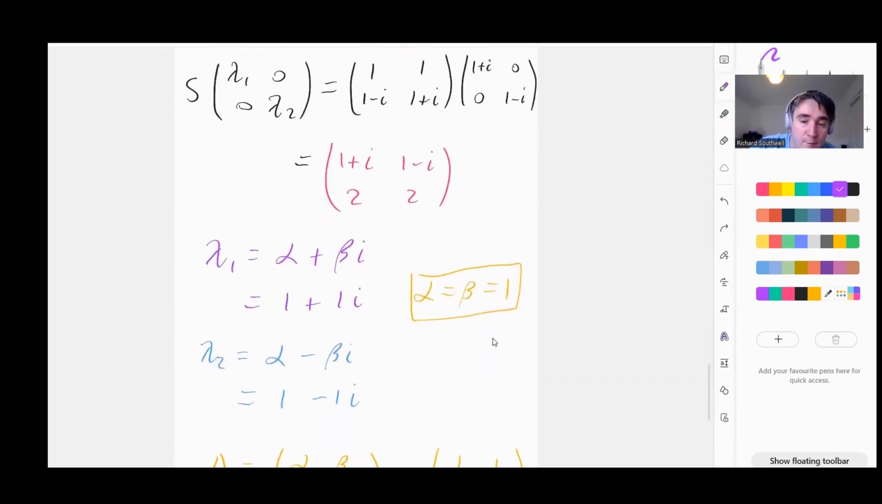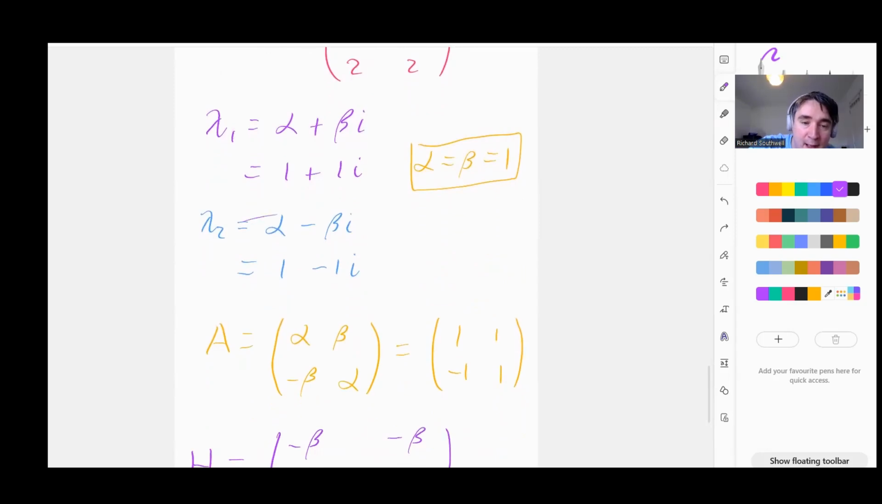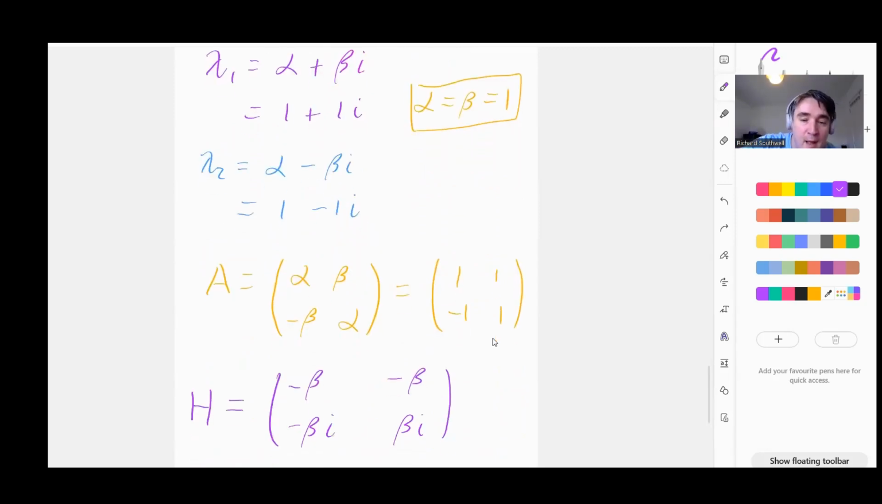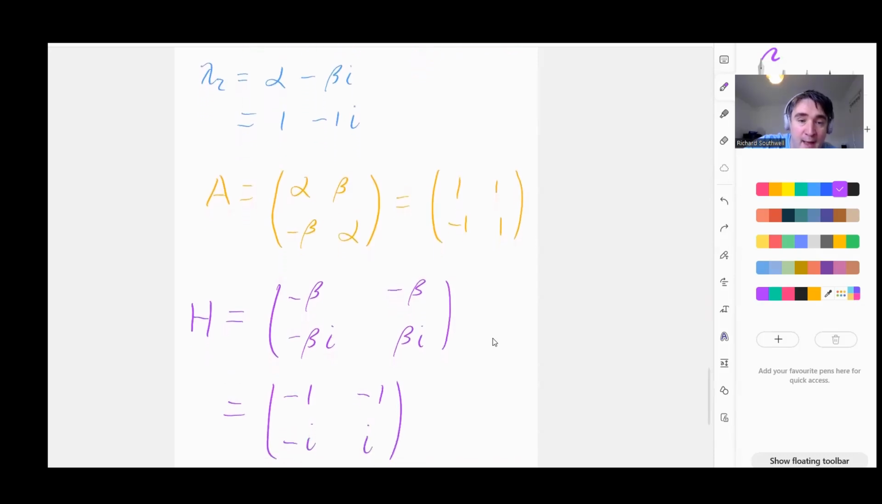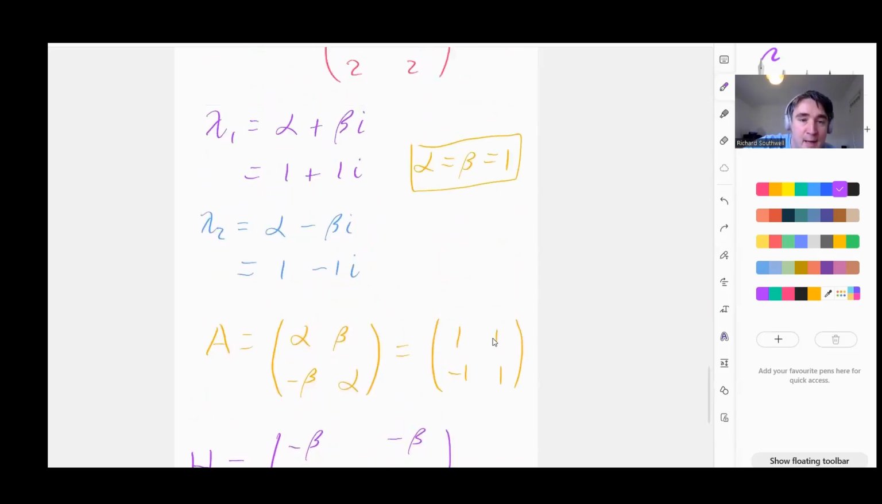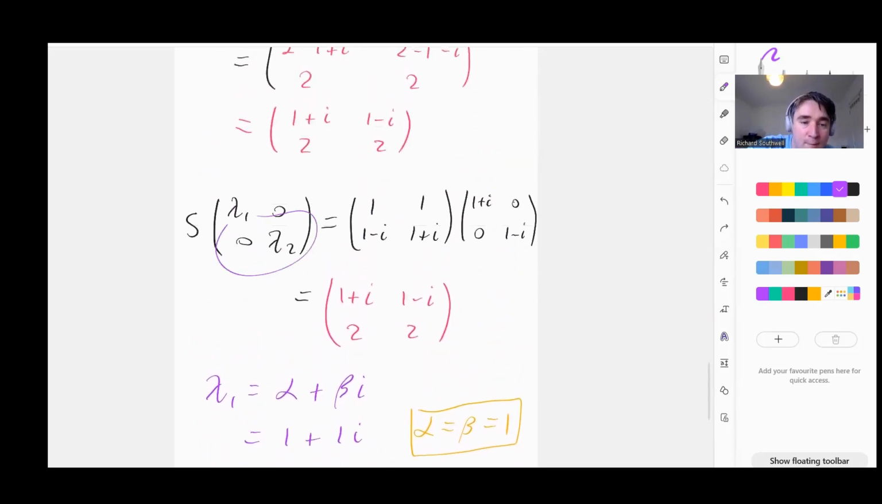So we recall that we can write our lambda, our eigenvalue here, as alpha plus beta i, and in this case alpha and beta are both 1. And our second eigenvalue is alpha take away beta i. And so this matrix A is going to be the rotation matrix that we want to eventually show that M is similar to. So we're going to do this in steps. We're going to start by showing that A here is similar to this diagonal matrix here.